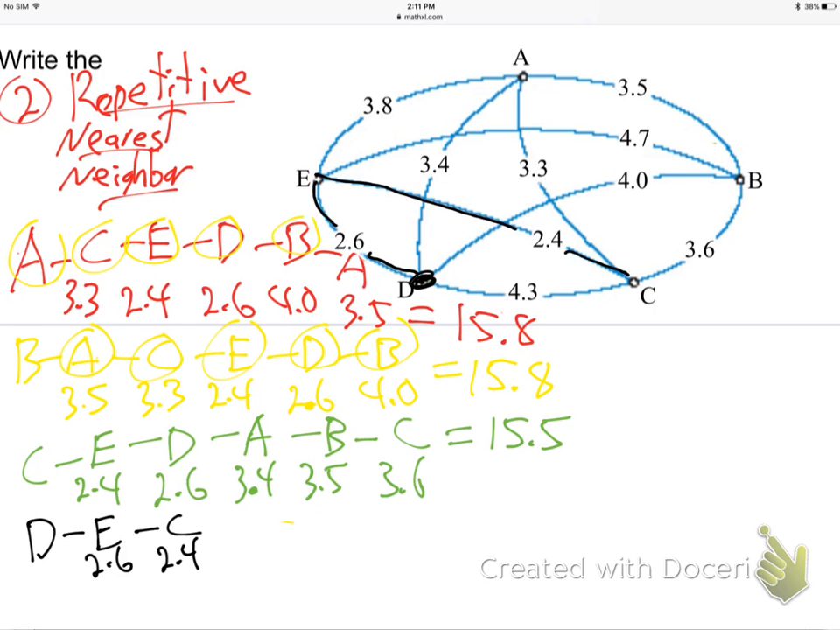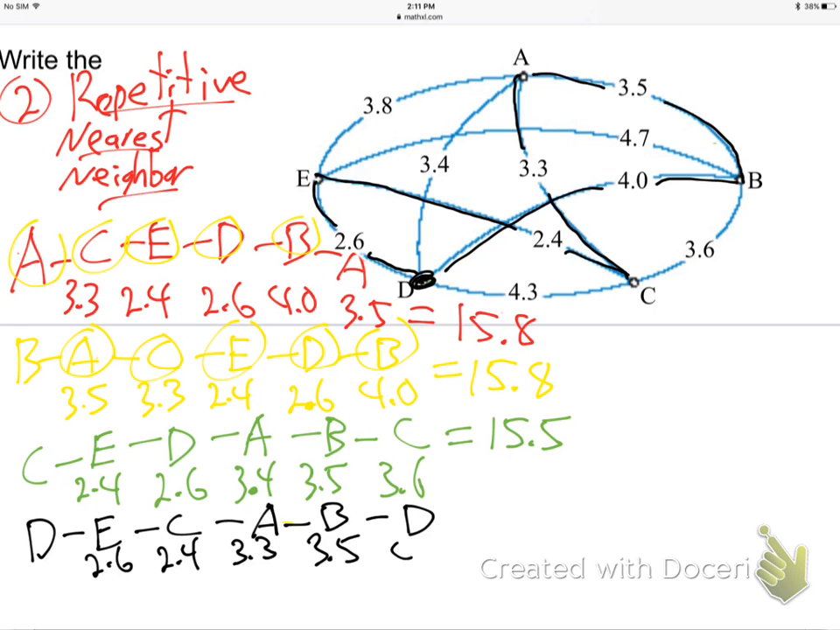Starts out really low here. From C, I'm either going to go to A or B. Which one's lower? A at 3.3. It's lower than B. And then once you're at A, you only have 1 city left. You got to go to that city, which is B, for 3.5. And then you got to go home. Where's home? In this one, it's D. Back to D, which is a 4.0 road.